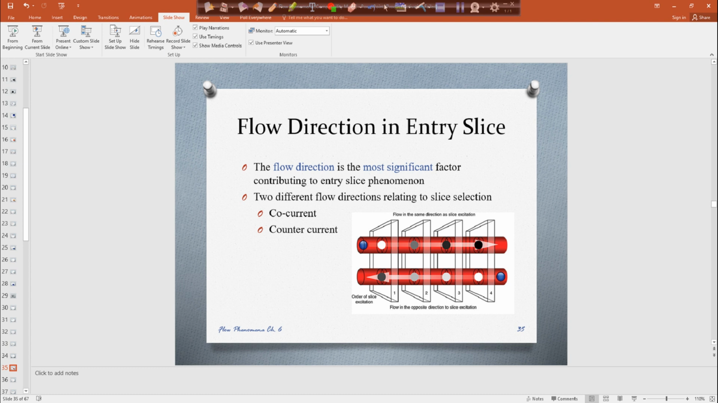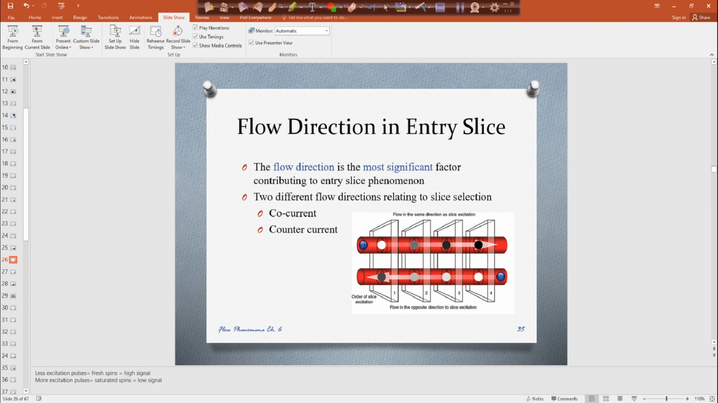Up top. Because in your abdominal aorta, your blood flow is going from head to foot, so we're going top to bottom. So for co-current, you want the first slice to be at the top, then the second, then the third, then the fourth. But if it's countercurrent, for an abdominal aorta, you would put the first slice at the bottom. So you can see here how that will increase our entry slice phenomena. Our vessel is going to appear brighter for a lot longer if you're countercurrent. This is a great way to maintain bright signal within that vessel.